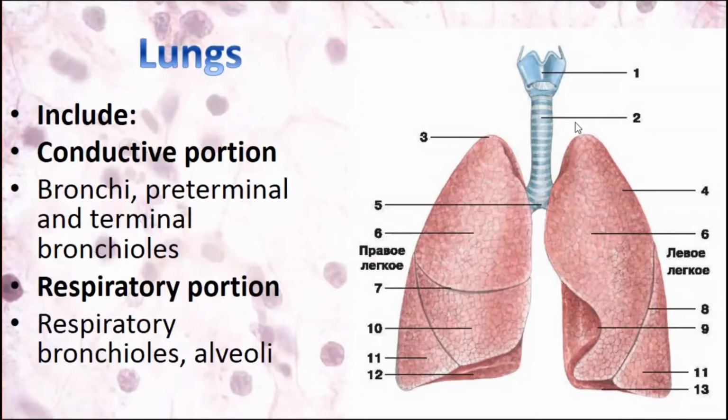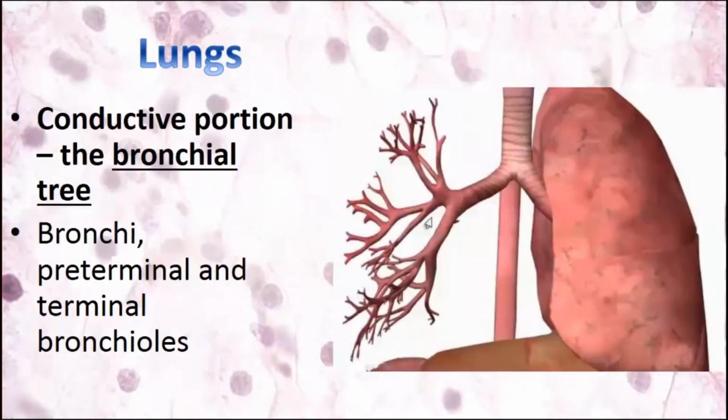So here we have also the conductive portion. It includes bronchi, preterminal and terminal bronchioles, which form the bronchial tree. And also we have the respiratory portion, which includes respiratory bronchioles, alveolar ducts, sacs, and alveoli. So we'll begin from the conductive portion.